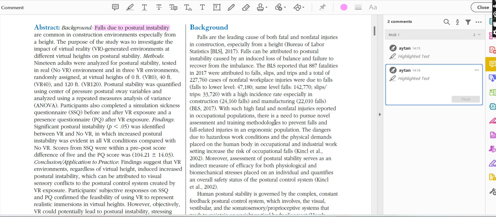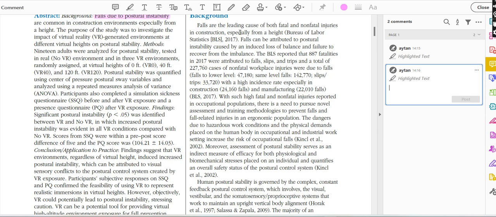Background: falls are the leading cause of both fatal and non-fatal injuries in construction, especially from a height. Falls can be attributed to postural instability caused by an induced loss of balance and failure to recover from the imbalance.